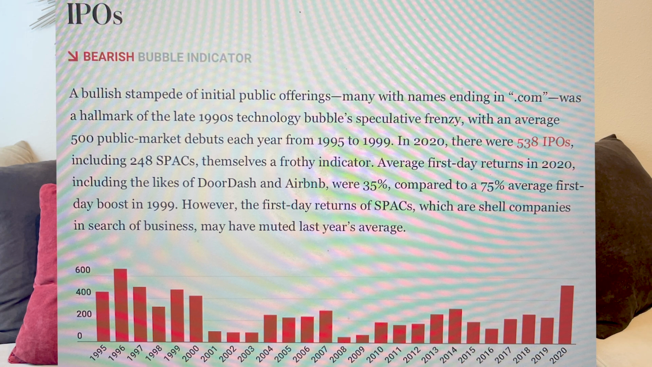But in 2020, we had 538 IPOs, averaging 35% returns versus a 74% return back in the dot-com crash. The problem is the SPAC companies, the special purpose acquisition companies. Those are companies created just for the sole purpose of acquiring a private company. And that's lowering the average. So we are close to what the dot-com crash was.